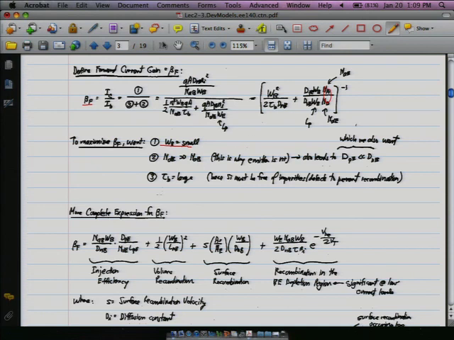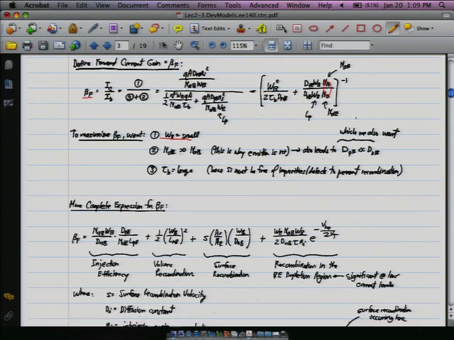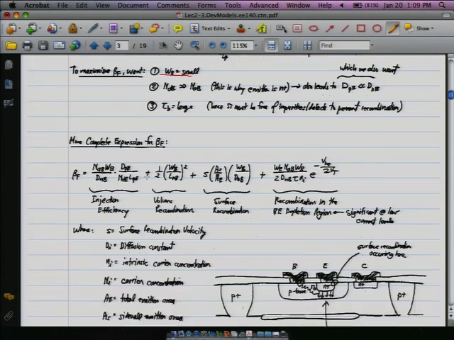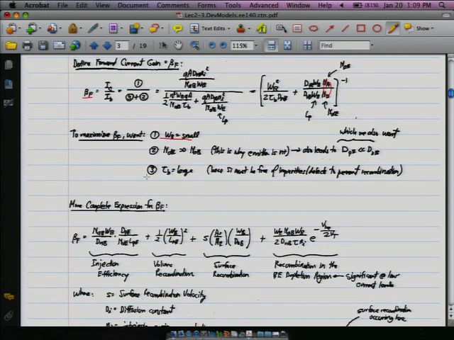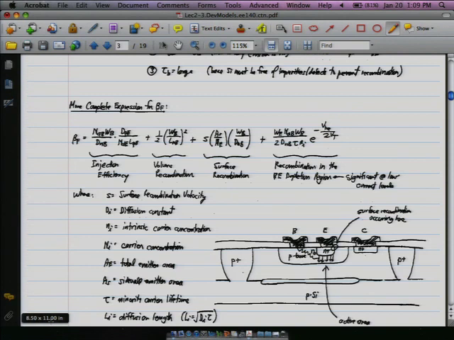And the last thing is that basically you want the lifetime of the carriers to be large. So basically you want less recombination of the holes and electrons, which is one more reason why a short base actually helps. It kind of feeds back into that. So that kind of explains where our gain expression comes from.